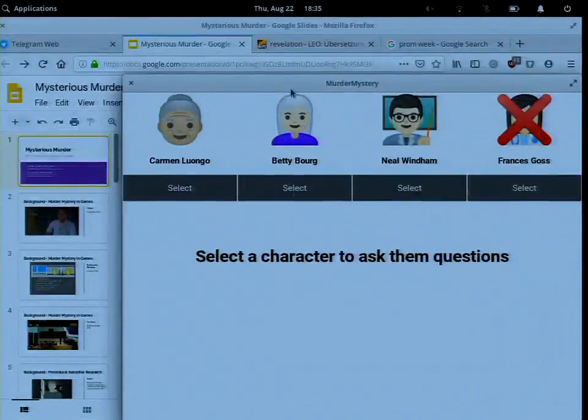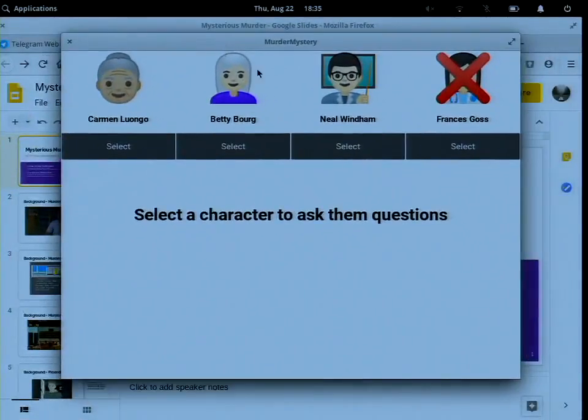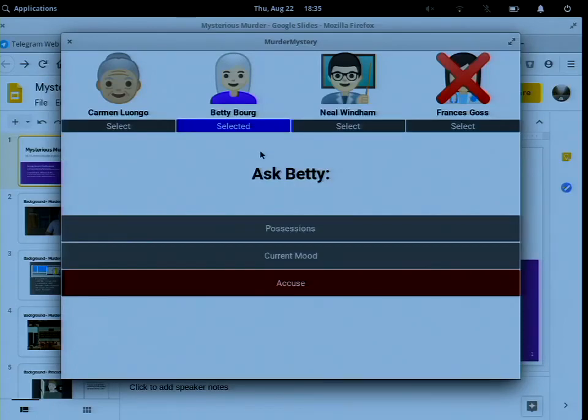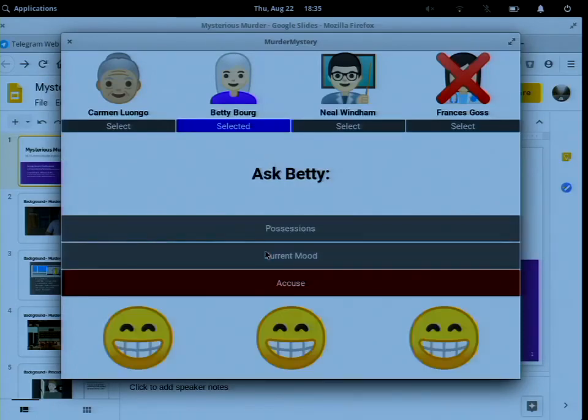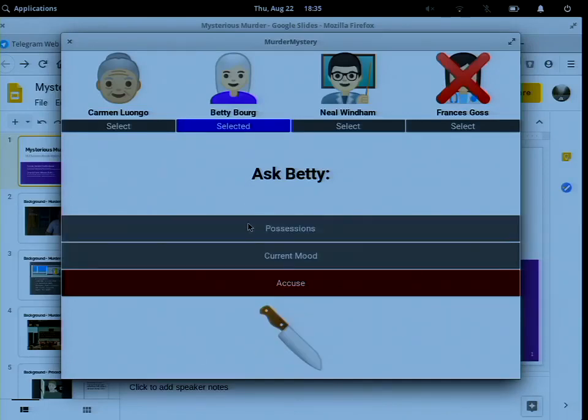So this is an Agatha Christie style locked room mystery. You have 4 characters, one of whom is the victim, and 3 suspects. And you can now go about questioning suspects, ask them maybe about their mood, how they're feeling. So this person seems very happy, which might already be suspicious, and you can ask what kind of possessions they have, so you can search them. So, a weapon.